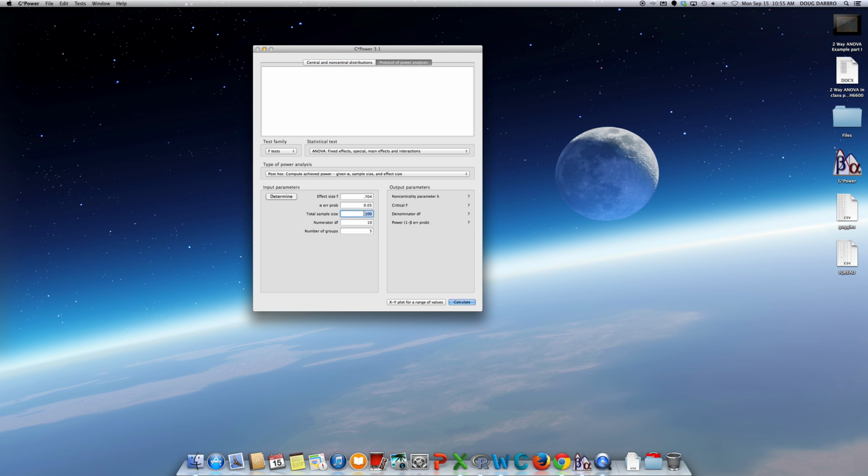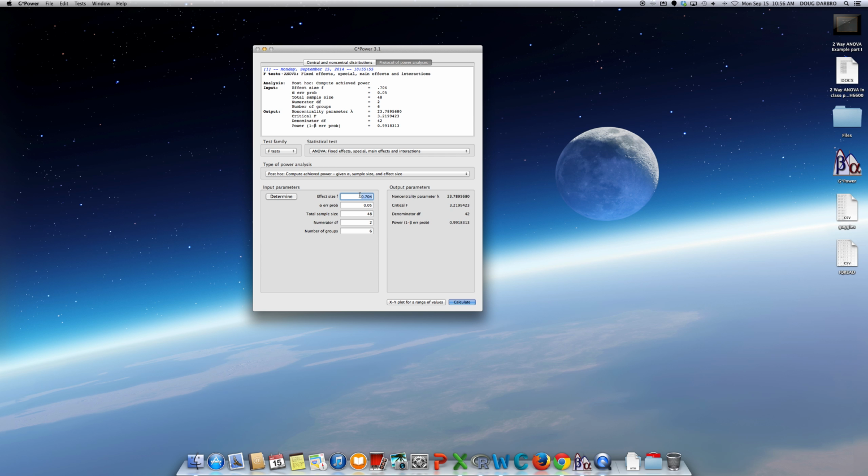My total sample size was 48. My degrees of freedom for the numerator were A minus 1 times B minus 1, which is 2. And my number of groups would be, think about it, I have 2 gender, 3 on alcohol, so I have 6 total groups. So I'm going to probably have very significant power. And I do. I have 0.99. Some people may argue that's too much power.